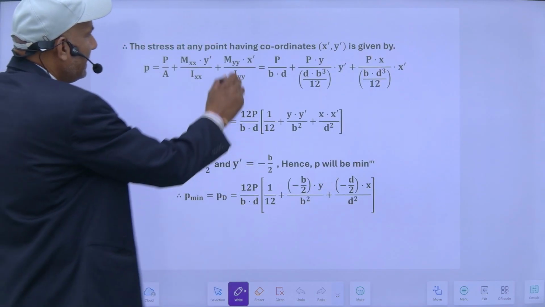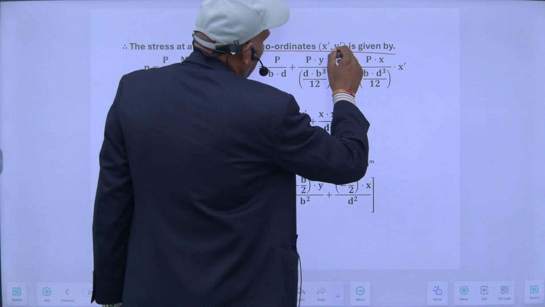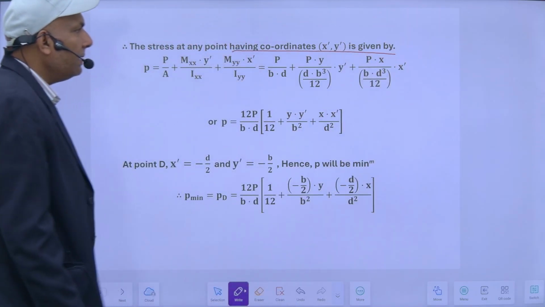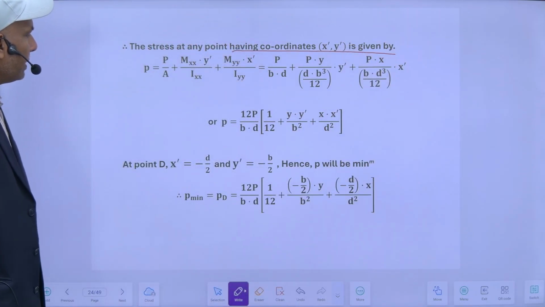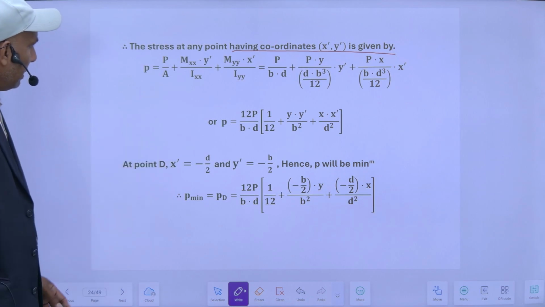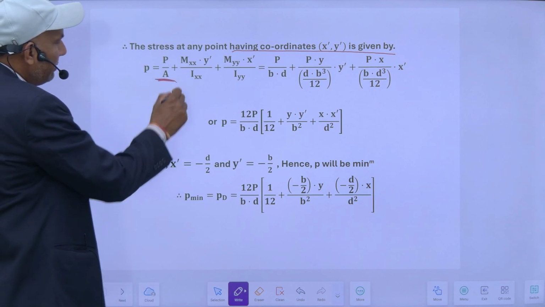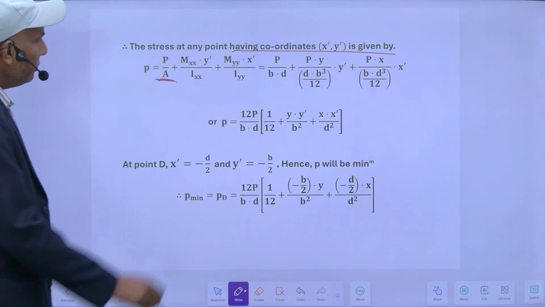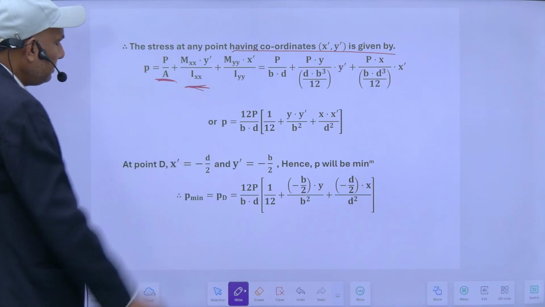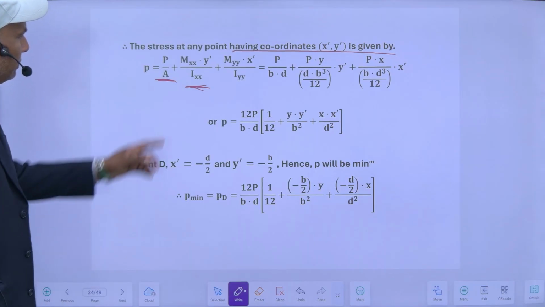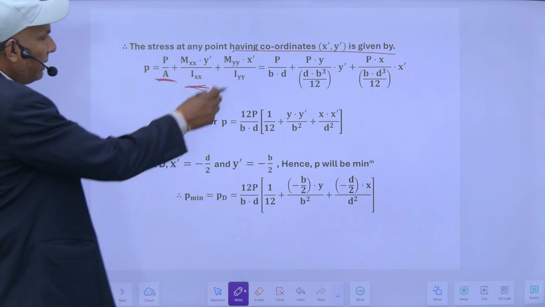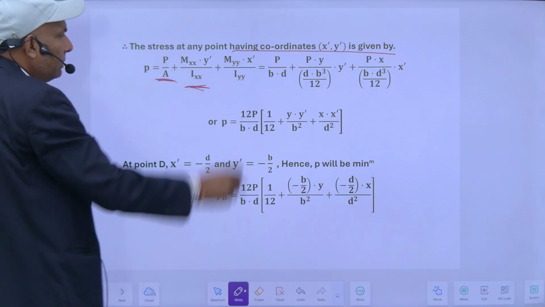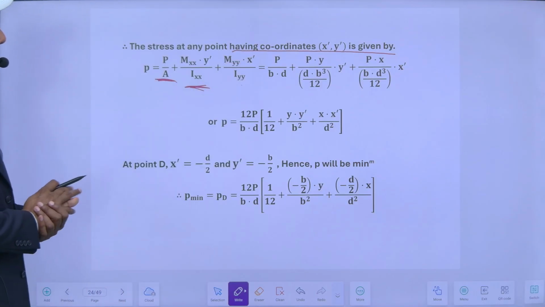So stresses at any point having coordinate x bar, y bar, x dash, y dash will be given by this formula. One is due to direct stress, which will be load upon area, and due to bending it will be Mx upon Ix into y dash plus My upon Iy into x bar. So this will be the formula.